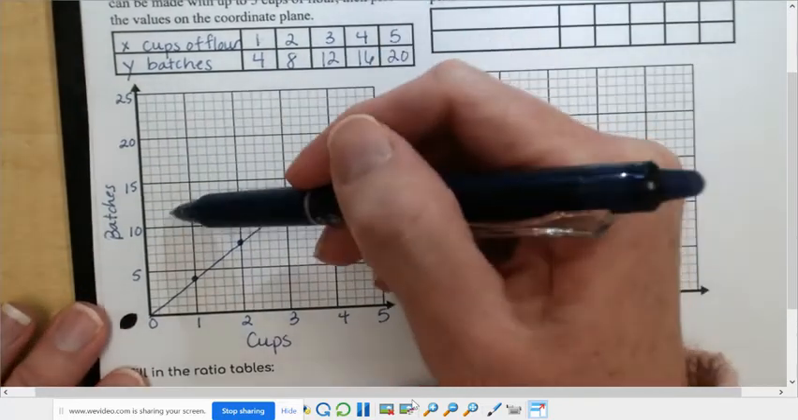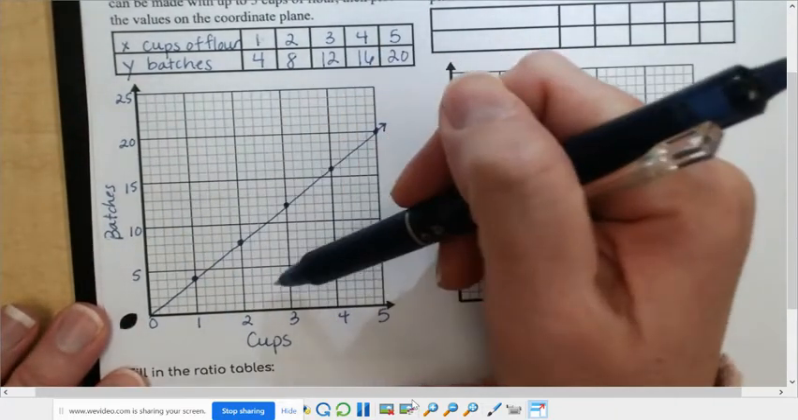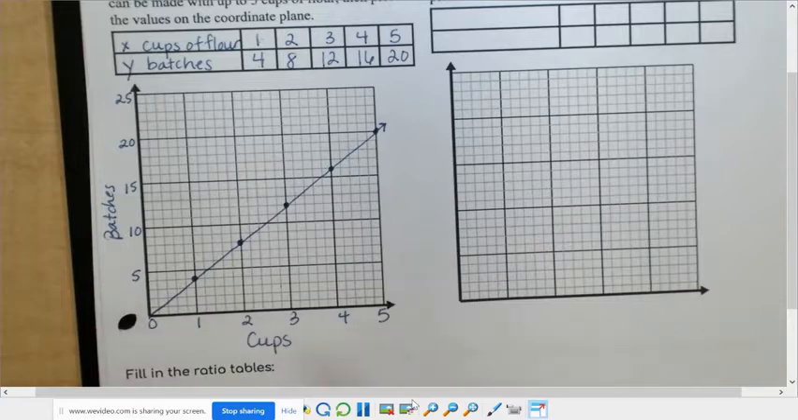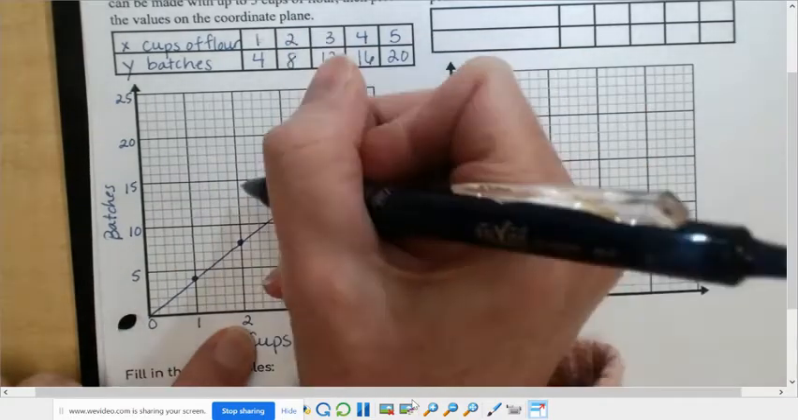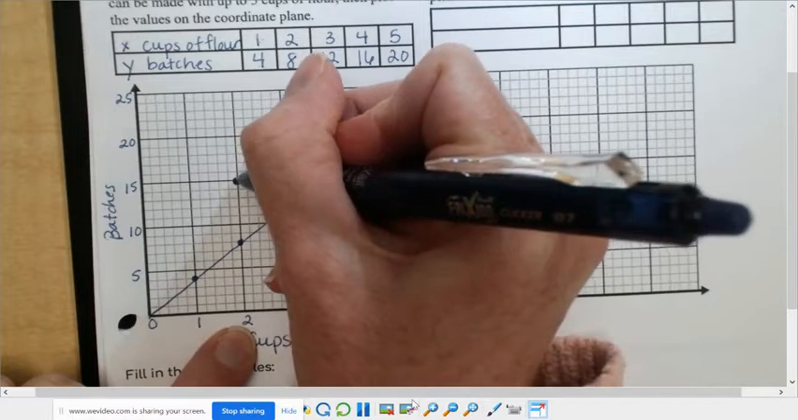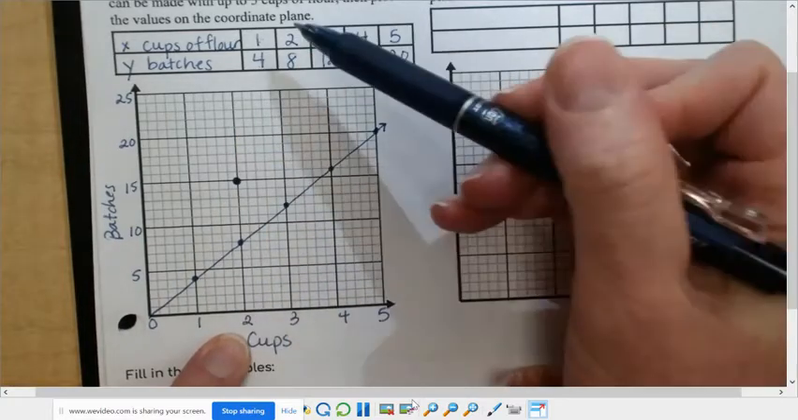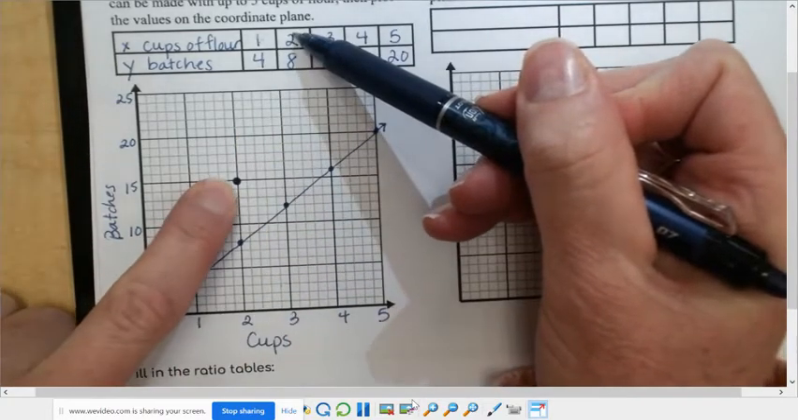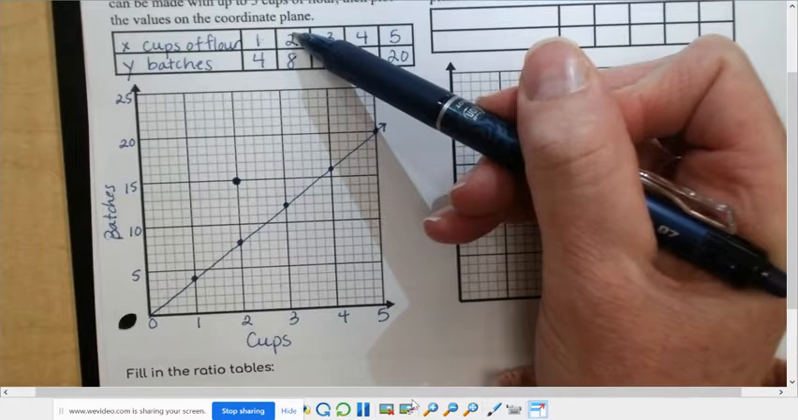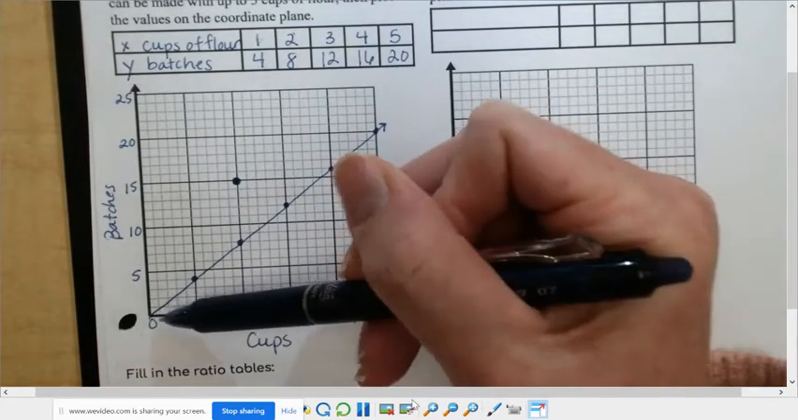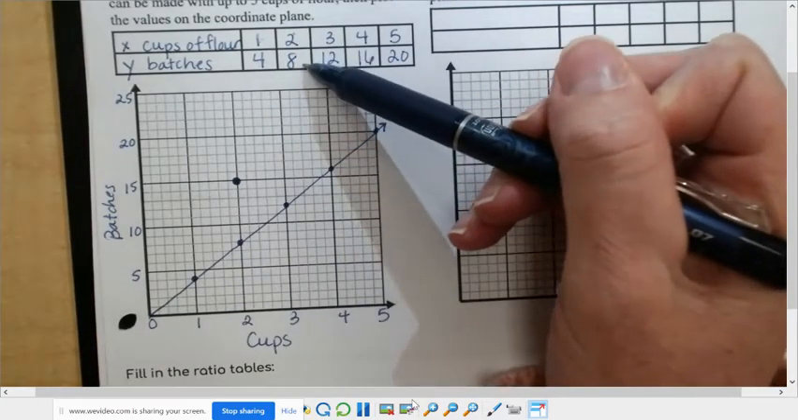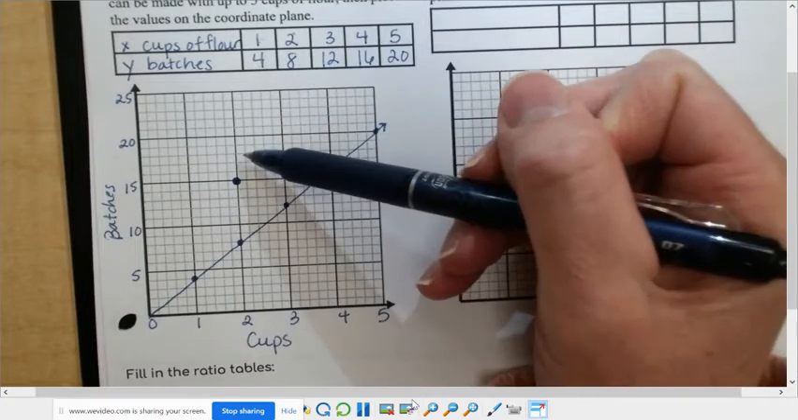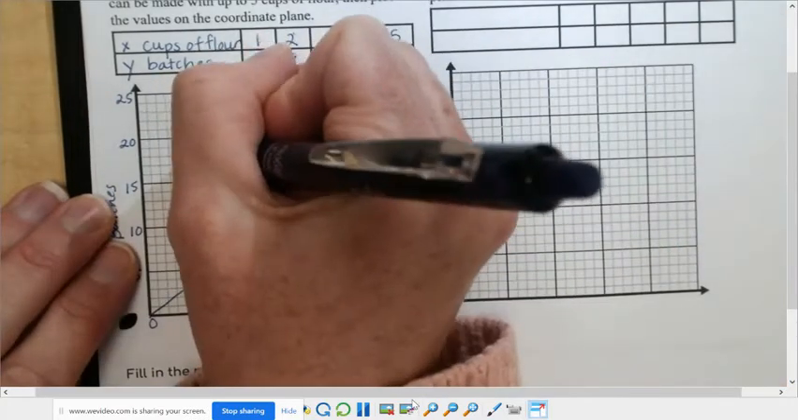Well, we can also talk about the top and the bottom of the graph. They also mean things. If I'm looking at a point above the line on the graph, let's say I'm looking at 2, 15. So for every 2 cups of flour, I get 15 batches. I have to think about what that means. If it's 2 cups of flour and I get 15 batches out of it, it means there's not enough flour, right?